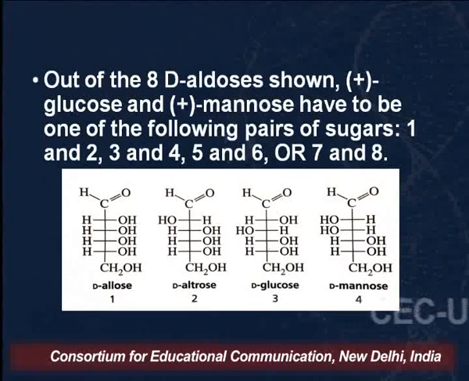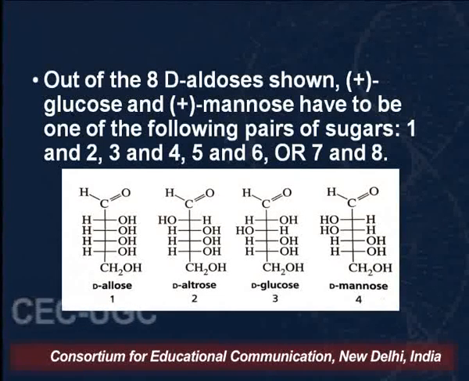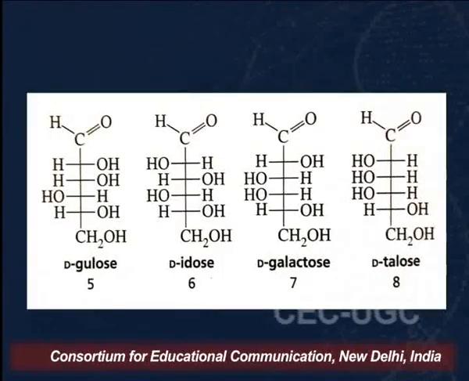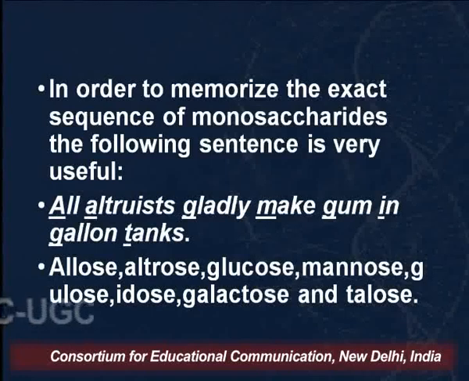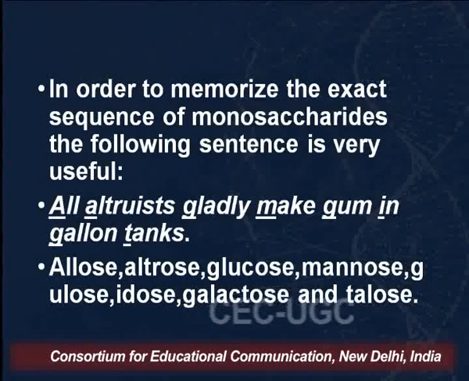So the first structure is that of D-allose, second is D-altrose, third is glucose, fourth is mannose. Then we have gulose, idose, galactose and talose. So the structures were not known, and out of these 8 structures he had to find out which was the structure of glucose. Imagine, it was such a difficult task.